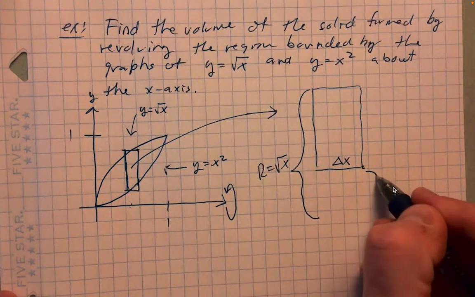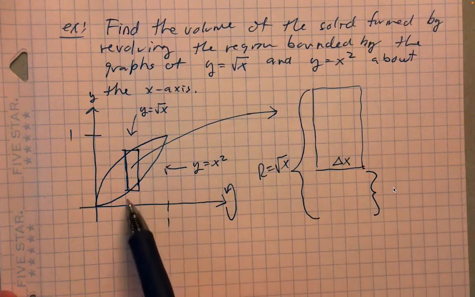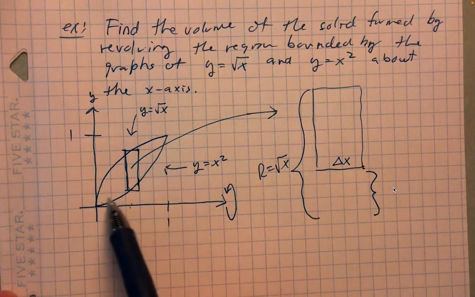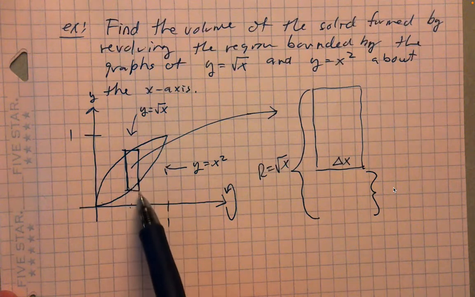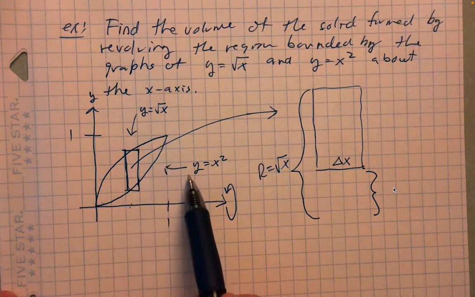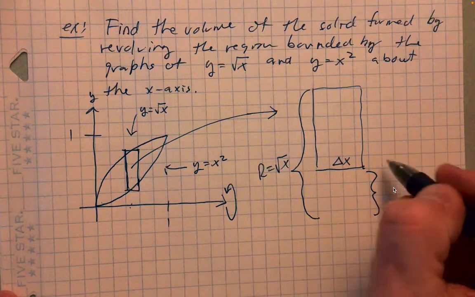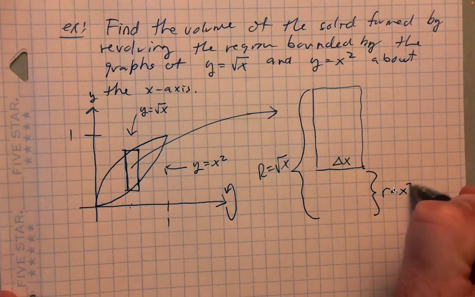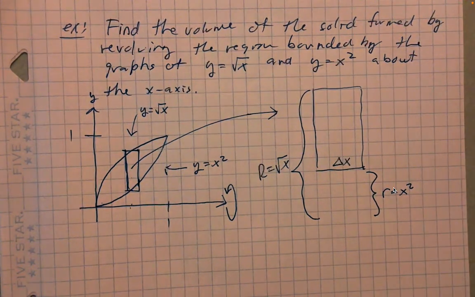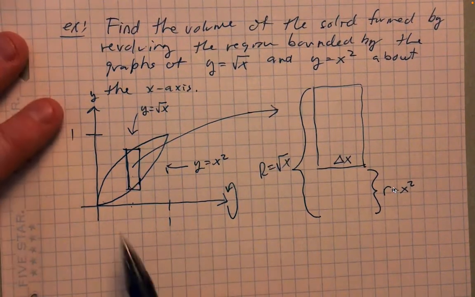Little r is going to be this piece here, which is going to guide where the lower edge of the rectangle is, and that's going to be the other function, y equals x squared. So little r is going to be equal to x squared. Okay, that's the setup, right? And you can imagine what this is going to look like.